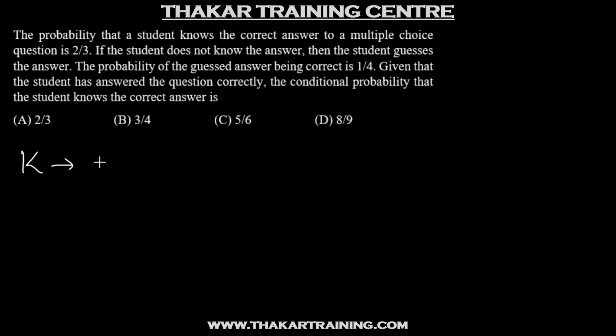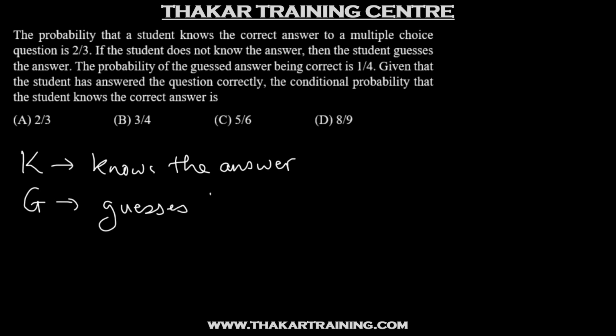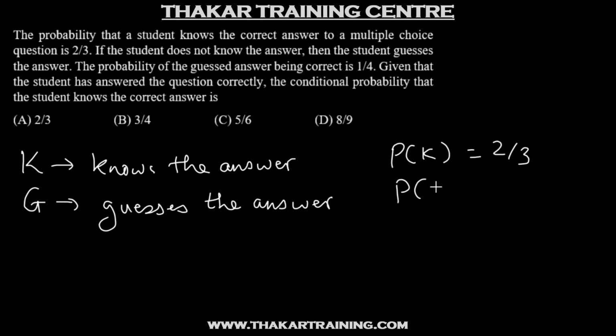So let K be the event that the student knows the answer and G be the event that the student guesses the answer. So what is given to us? Probability that the student knows the answer is 2 by 3. So P of K is 2 by 3. Now P of G is not directly given to us, but what it says is if the student does not know the answer, then he guesses the answer. So G is nothing but complement of K. So P of G will be 1 by 3. Probability that the student will guess the answer will be 1 by 3.